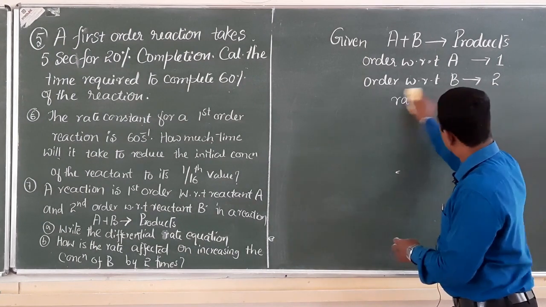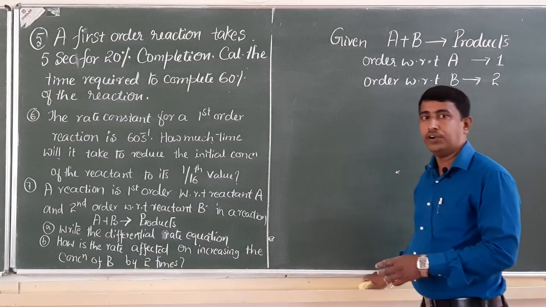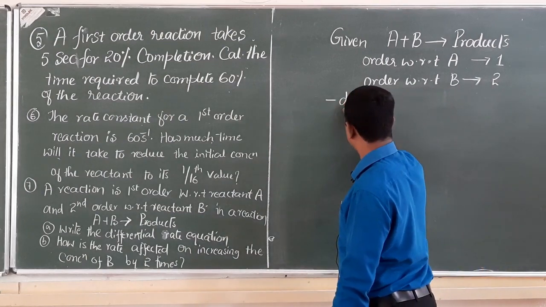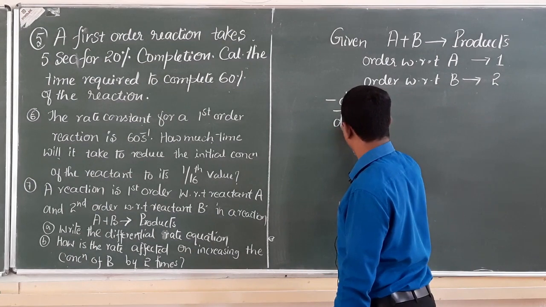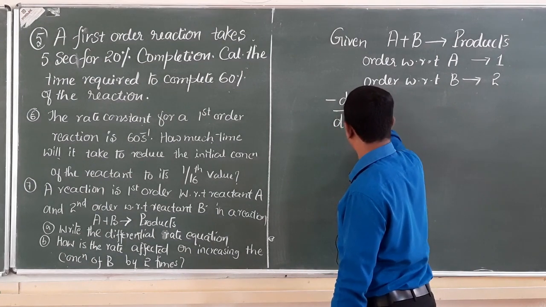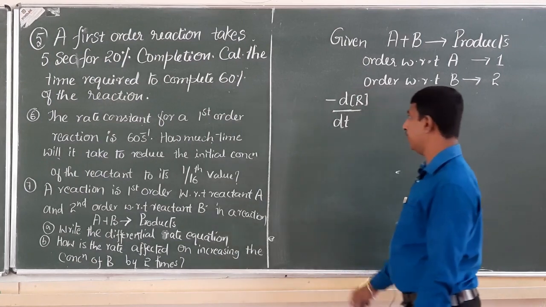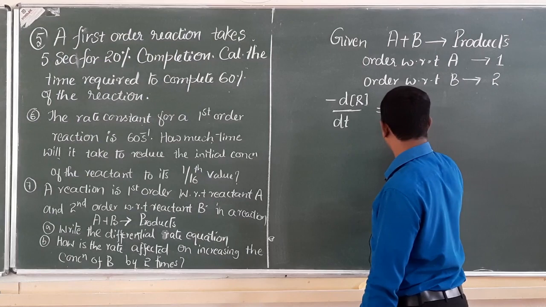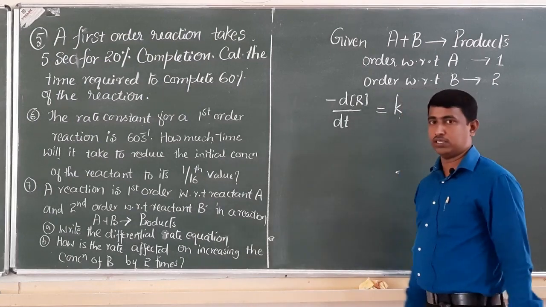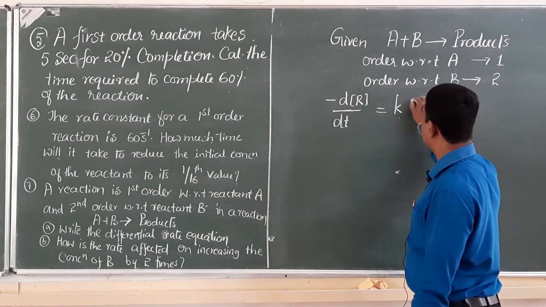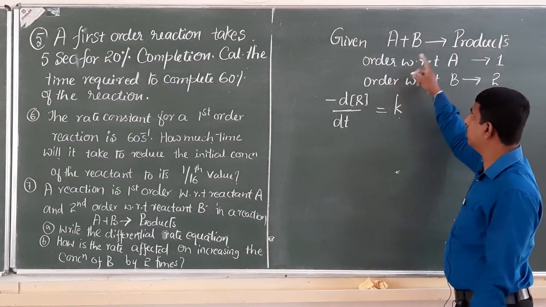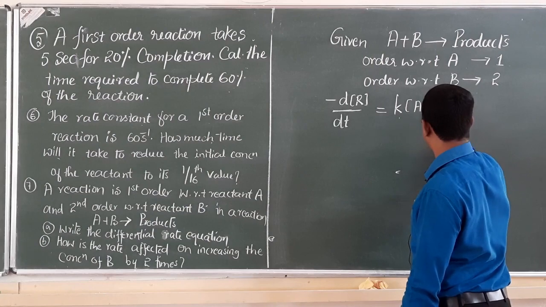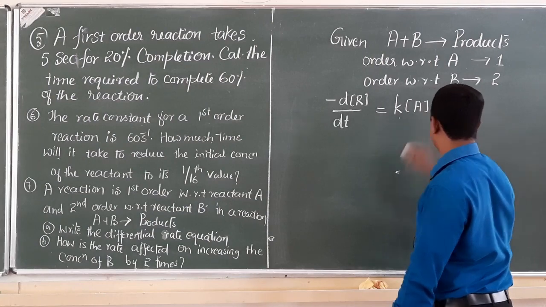See, they have asked for the differential rate equation. We have to express the rate in differential form only, that is minus d by dt of the concentration of the reactant. This is the rate. Rate is equal to the proportionality constant or rate constant K into the molar concentrations of the reactants. Which are the reactants? One is A, molar concentration of A, into molar concentration of B.